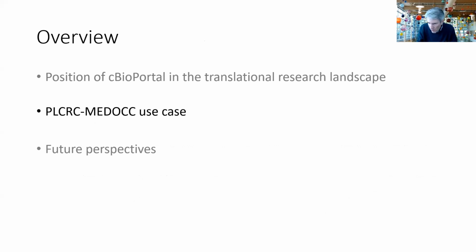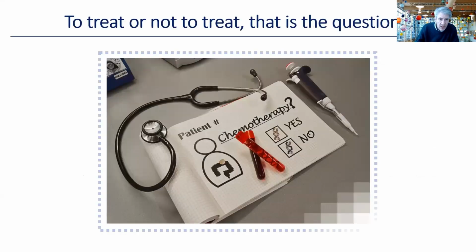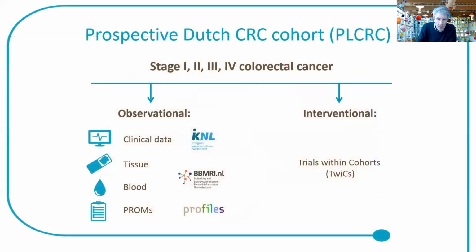So, as I was saying, would it be nice to see my own study in cBioportal? I would love to. So let's go to the MEDOCC use case. And as I already introduced, what's the question? The question is to treat or not to treat. If patients with a primary colon cancer undergo surgery, what is the chance they will develop a recurrence? Do they need chemotherapy, yes or no?